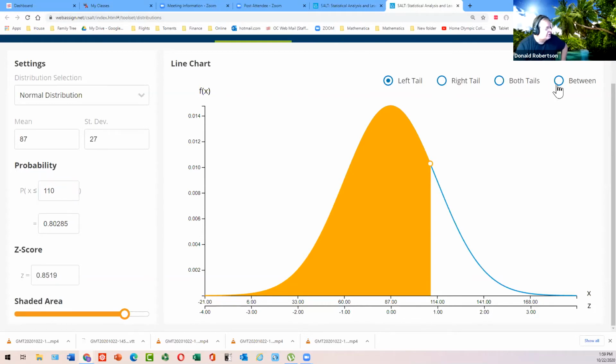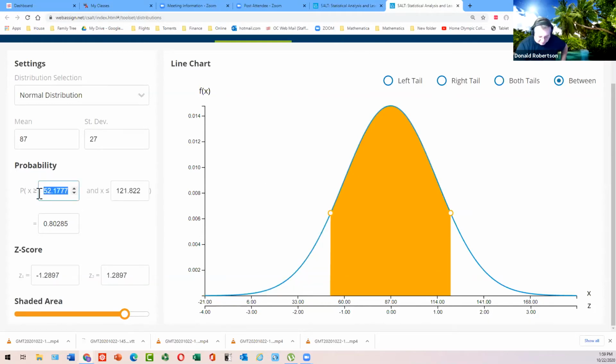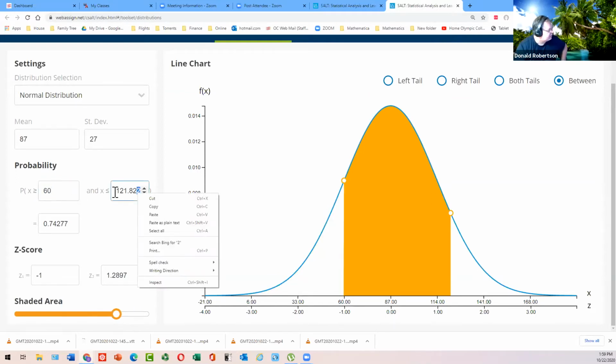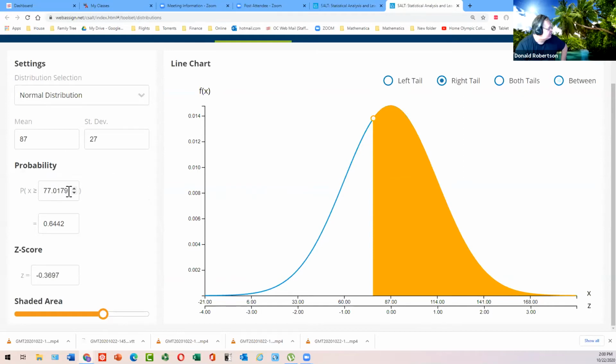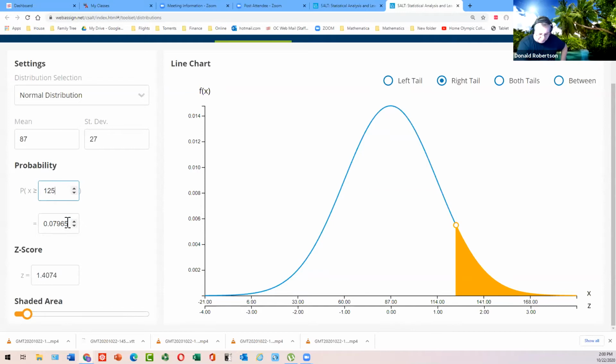Let's do a between. We want this number to be 60, and this number over here to be 110 according to the question. And the answer you get here is about 64. And greater than 125, which is about 0.08.